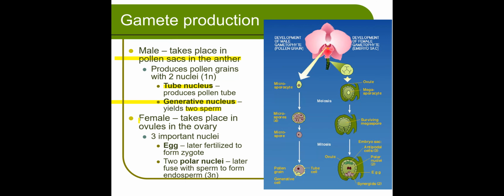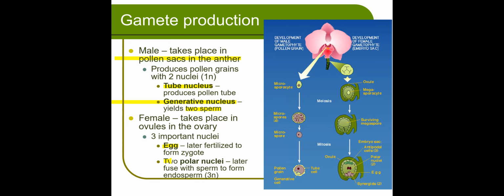And then for the female, this is going to be taking place in the ovules, which are in the ovary. And so the ovary is the part of the female flower that becomes the fruit. And so inside of this ovary are the ovules. The ovules will become the seeds, and the ovary will become the fruit. Okay, and so that's how we have these protected seeds. And so there are actually going to be 8 different nuclei found inside of these ovules, but there are 3 that we really care about. We have the egg, and that is going to be fertilized by one of those sperm to become the zygote.